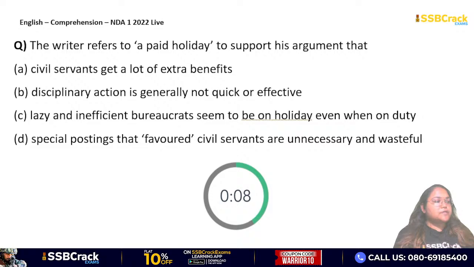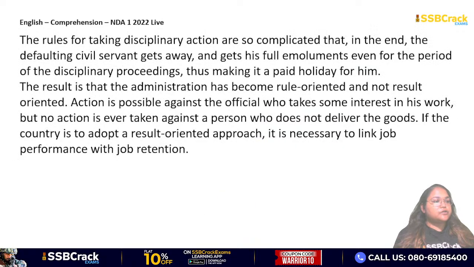If you go back to the passage, you'll find out there is a paid holiday. The rules for taking disciplinary action are so complicated that in the end, the defaulting civil servant gets away and gets his full emoluments, that is his full salary, even for the period of the disciplinary proceedings, thus making it a paid holiday for him. Okay.